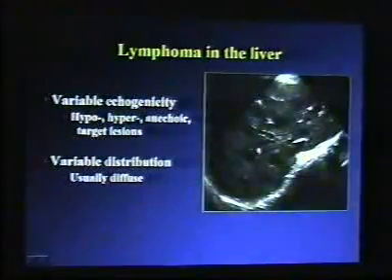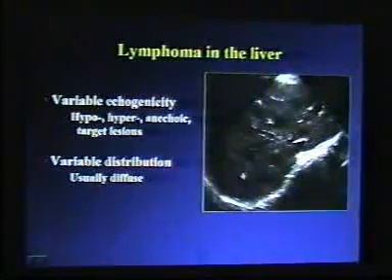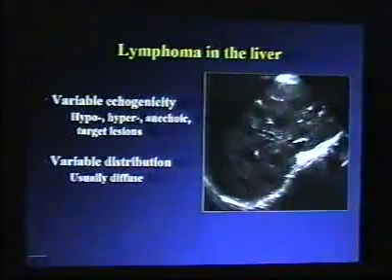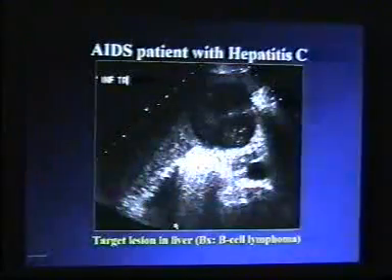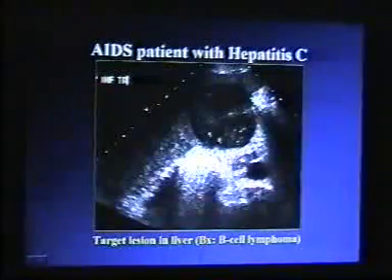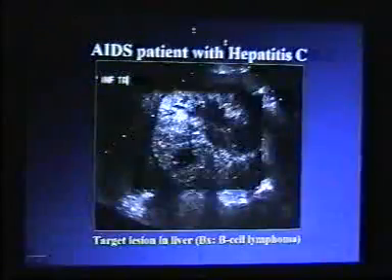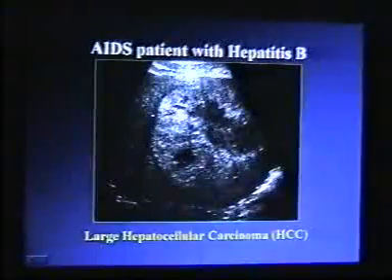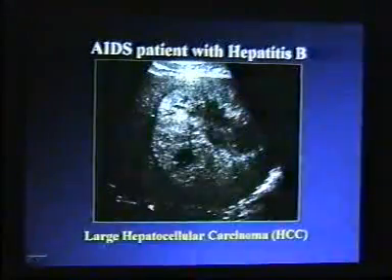There is a lymphoma in the liver. Variable echogenicity, hyper or anechoic, and target lesions can be seen. Variable distribution, usually diffuse. Here is a case having diffuse distribution of the lymphomas. AIDS patient with hepatitis C, and there was a target lesion in the liver, and on biopsy it was confirmed that it is a lymphoma. Another AIDS patient with hepatitis B and having a large hepatocellular carcinoma, and we confirmed that on biopsy.